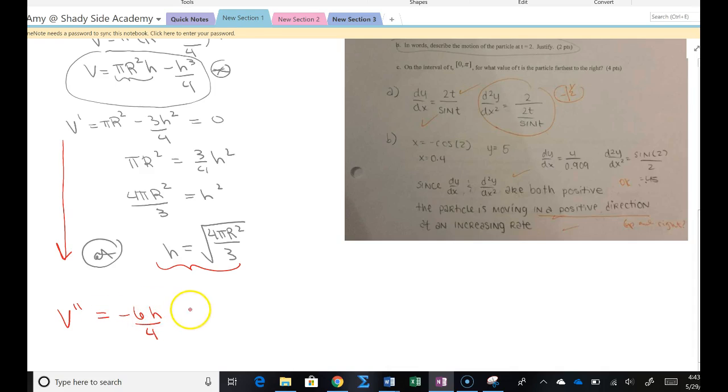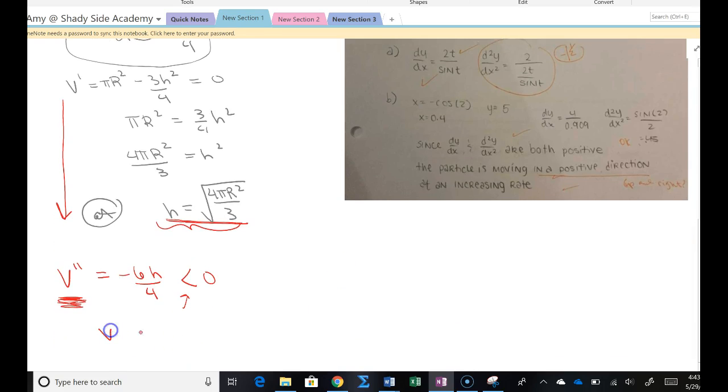So the second derivative is always negative, which means you have a point here, h, where the point of horizontal tangency, and at that point, the curve v is concave down. So we know that v is max at h equals square root of 4 pi capital R squared over 3 by the second derivative test for extrema.